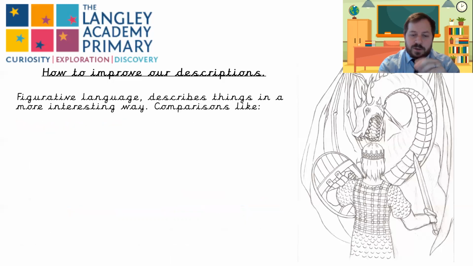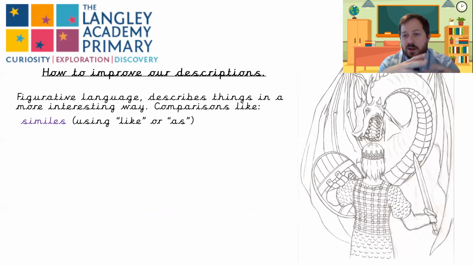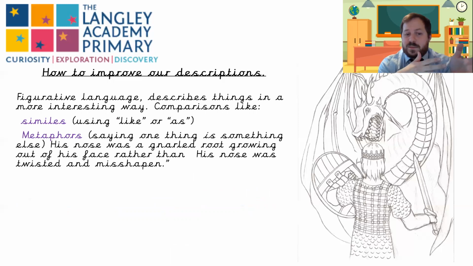Another way that you can think of it is using figurative language to describe things in more interesting ways. Comparisons, like similes, using like or as, or metaphors, saying something is something else. His nose was a gnarled root growing out of his face, rather than his nose was twisted and misshapen. And what you can see is that it takes that moment for the reader to think about what you mean by what you're reading. And it's that moment of thought which means it sticks in your reader's head more than just telling them something.